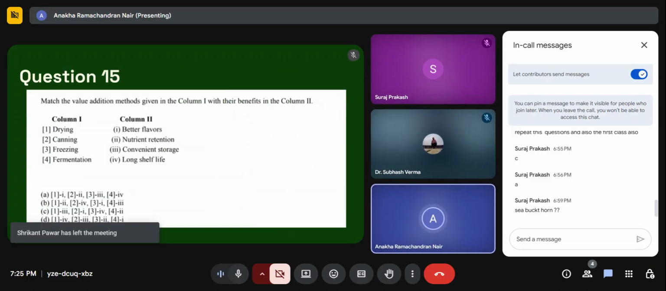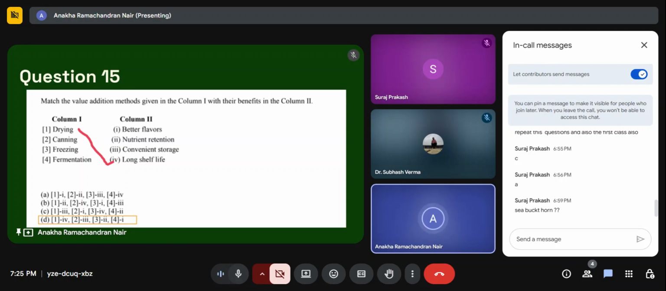So the correct answer for this is option D. So drying will increase the shelf life, right? Because it will reduce the water activity of whatever product that you're drying, and that will prevent it from being attacked by microbes or insects, etc.